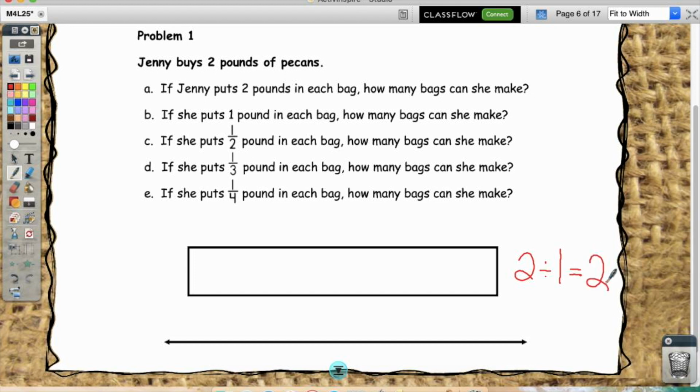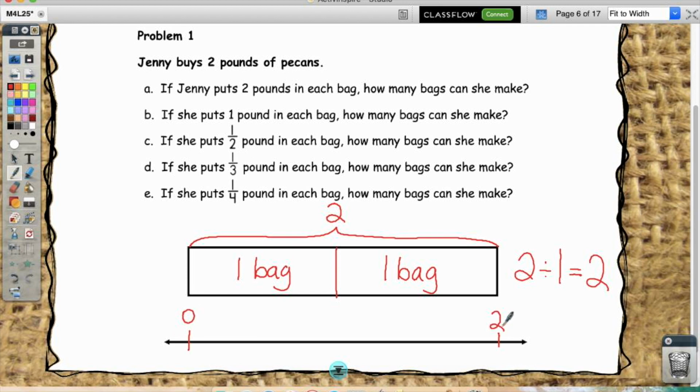Okay? So write that problem down. We've got 2 pounds. How many pounds in each bag? 1. So now I'm dividing 2 in half. What would that look like on a number line? Pretty simple. This would be a bag, and this would be a bag. Now it's going to get more fun.